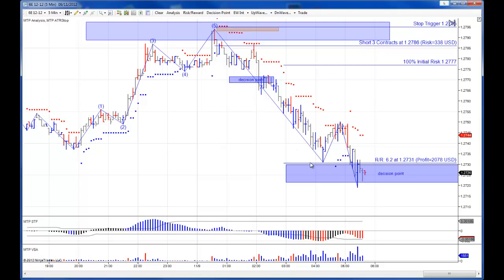That's exactly what unfolded. We then used our larger degree target off the start of our completed sequence, because again we're anticipating a strong decline because of professional selling. We then use position sizing to control our initial risk, and as you can see the result was a very nice 6.2 R profit. So a good example of some of the more advanced tools that are available in the MTP RT add-ons for NinjaTrader 7.